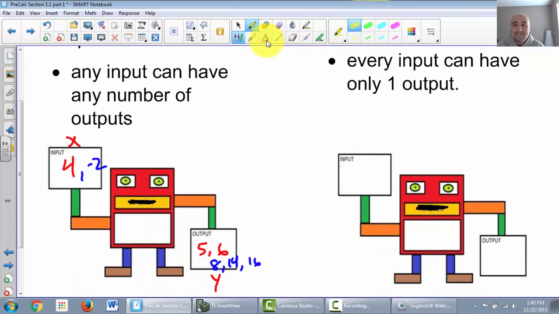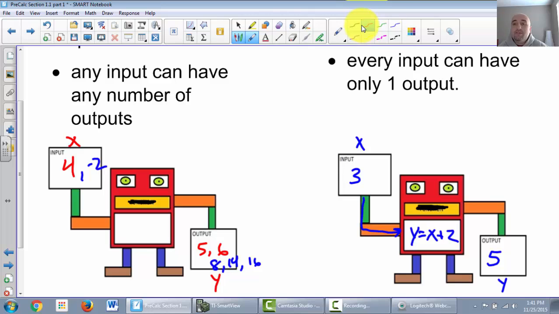Okay, so for instance, let's say we're talking about the function y equals x plus 2. All right, so if I throw in, remember x's are inputs, y's are outputs. Let's say I throw in the number 3. So 3 goes in my machine. 3 plus 2 is 5. Okay, so that's my only answer for that problem.